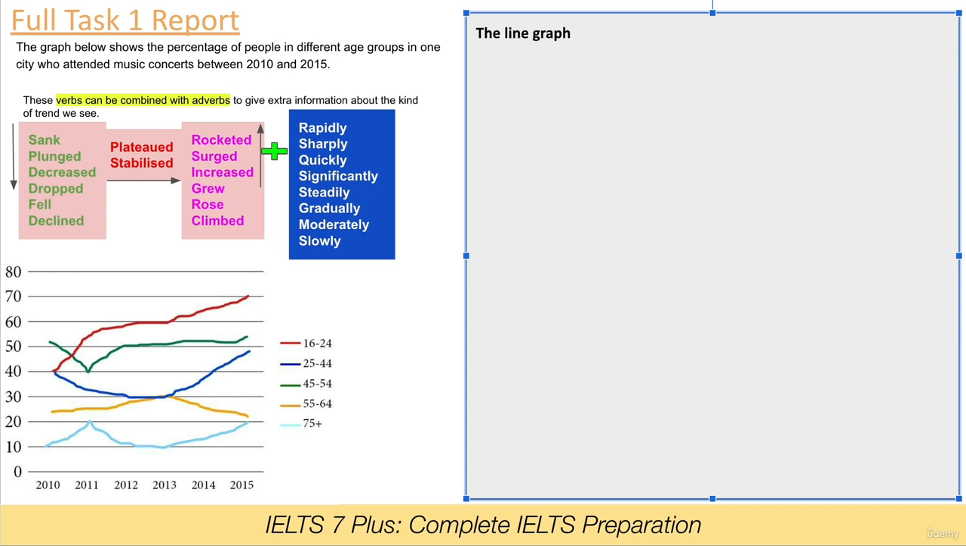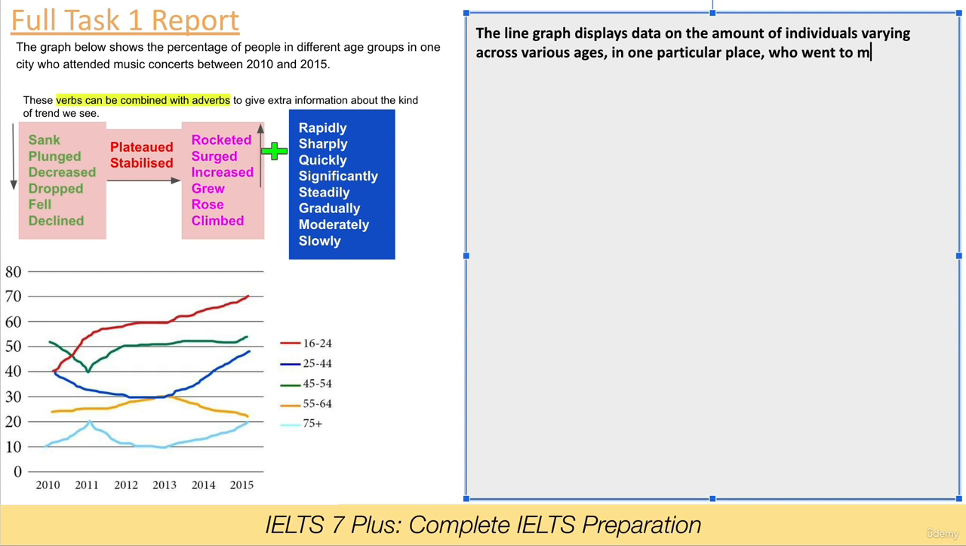The line graph displays information or data on the amounts of individuals varying across various ages in one particular place who attended music concerts, who went to musical festivals between 2010 and 2015. Let's read this back.